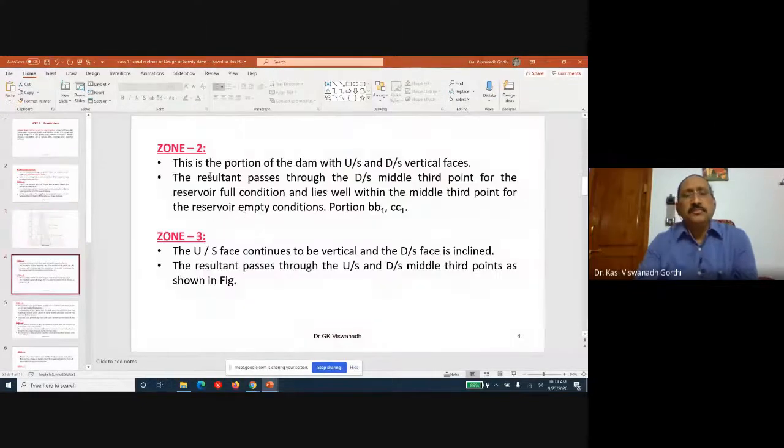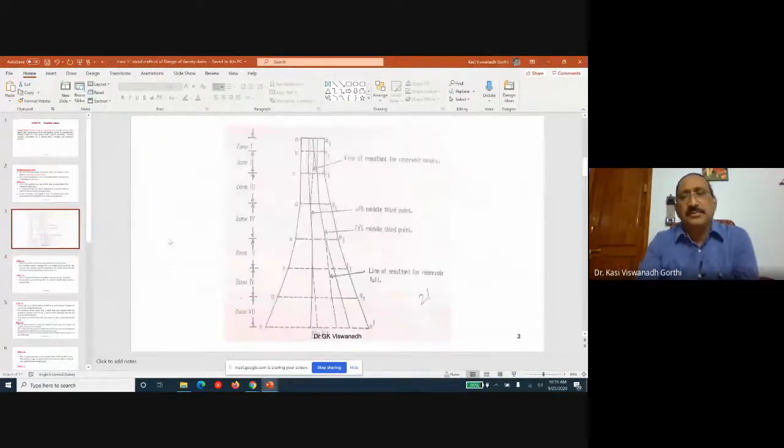Similarly, zone 2 is the portion of the dam with upstream and downstream vertical phases. So in the figure, you may observe that BC and B1C1 is a portion where you have upstream as well as downstream vertical phase. So from C1, the downstream slope is starting. So B1C1 is the zone 2. How do we design this zone 2?